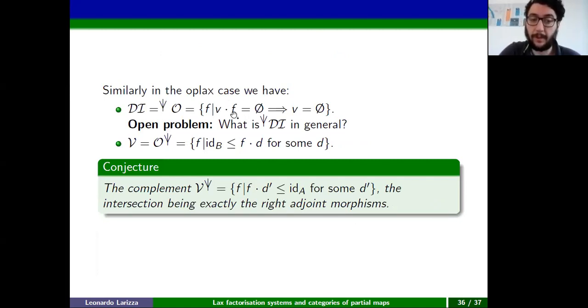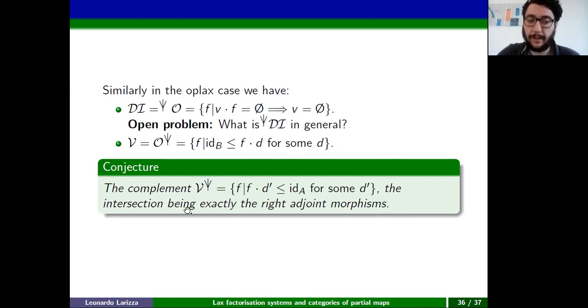Here we have the dual property regarding having a dense image, namely F such that V composed F is a zero map implies that V is a zero map. And again, we weren't able to describe the complement in general, as well as the Oplax right weak orthogonal complement of O is given by those maps that have again a counit, but now they are candidates to be a right adjoint, a unit, sorry.